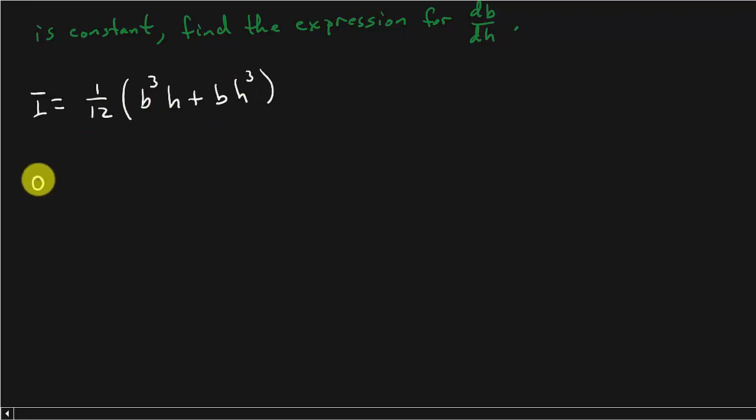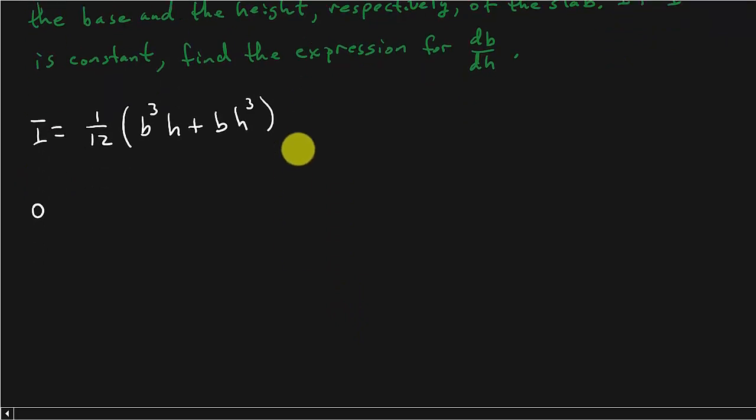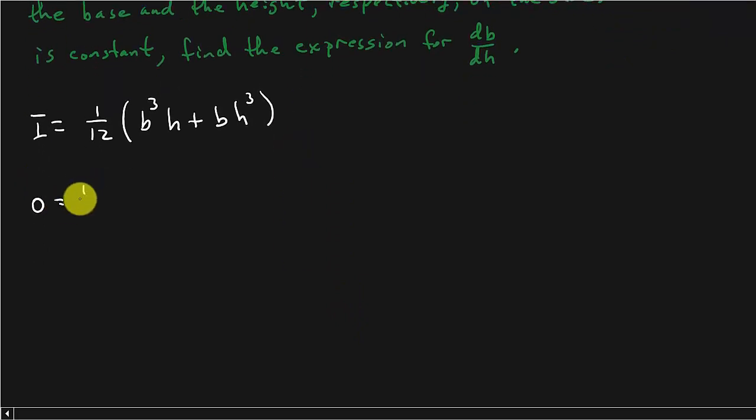So the derivative of I, that's 0. How do I know that's 0? Because it tells us up here that I is constant. So I is a constant. That equals 1/12 times, okay, so let's leave the 1/12 out. And so let's take the derivative. So I'm going to take the derivative of this.